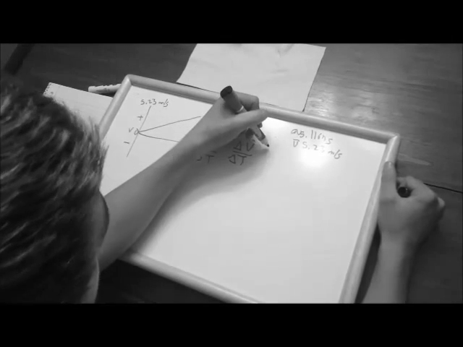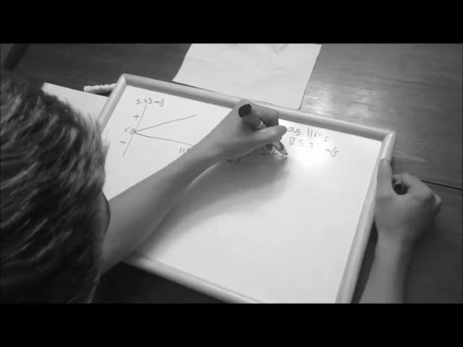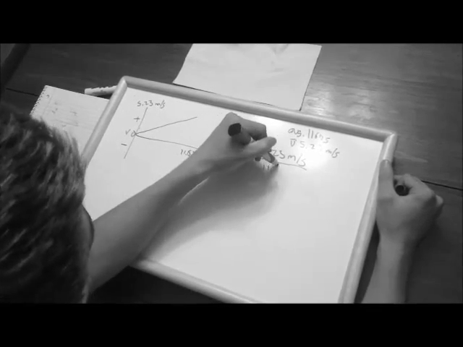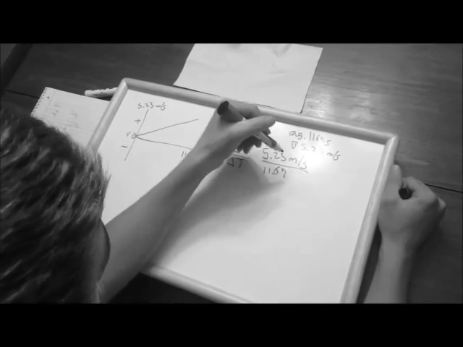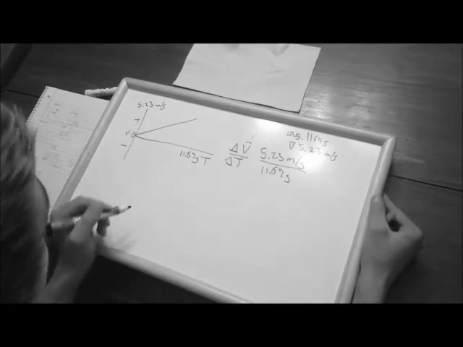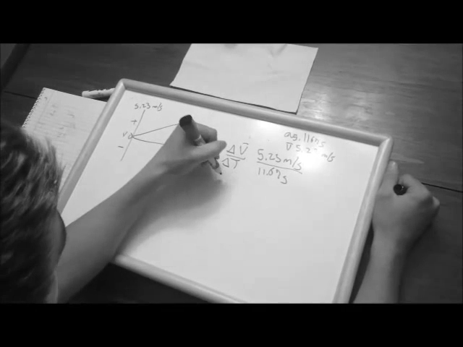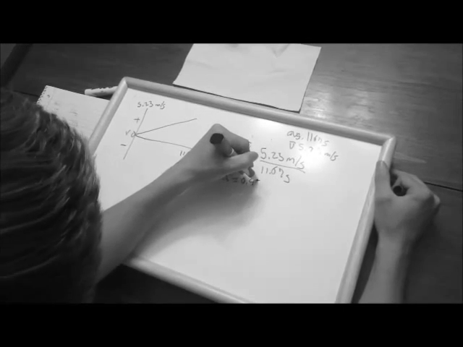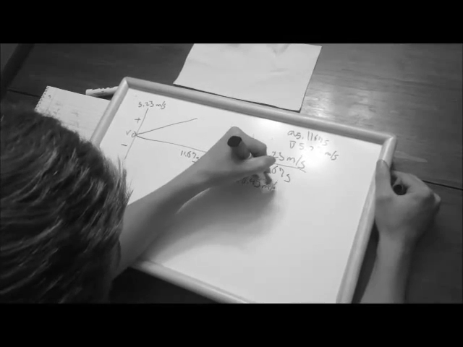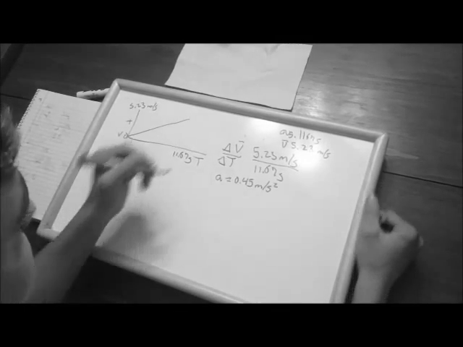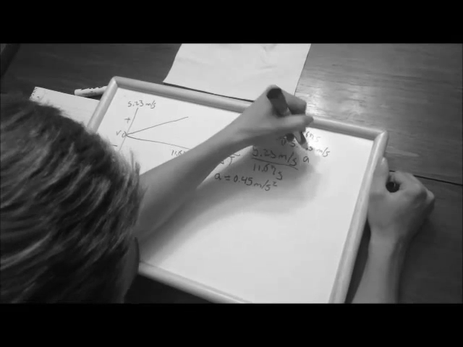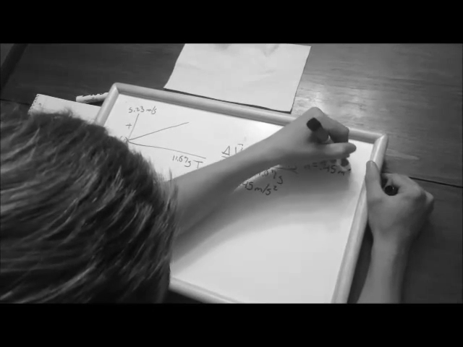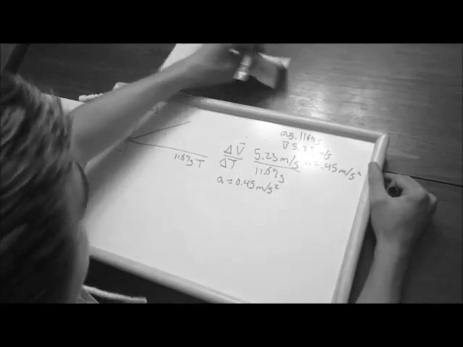So we'll just plug that in here. So we have 5.23 meters per second over 11.67 seconds, and dividing that out, which gives us an acceleration of 0.45 meters per second squared. So we take that value over here, 0.45 meters per second squared.